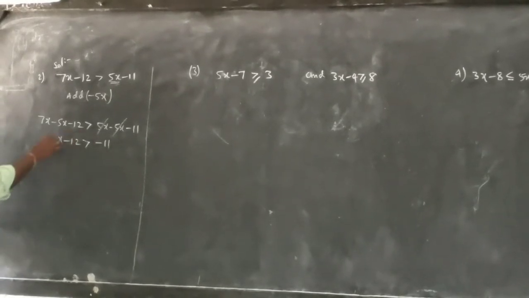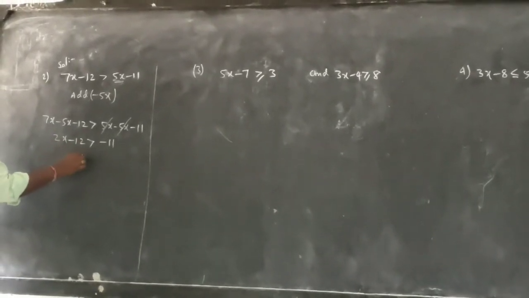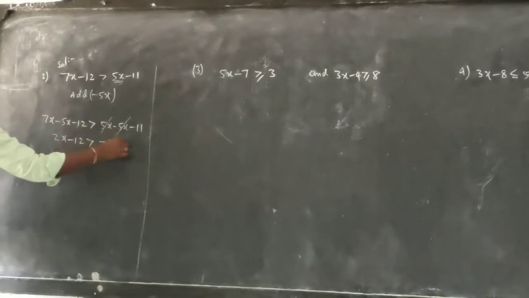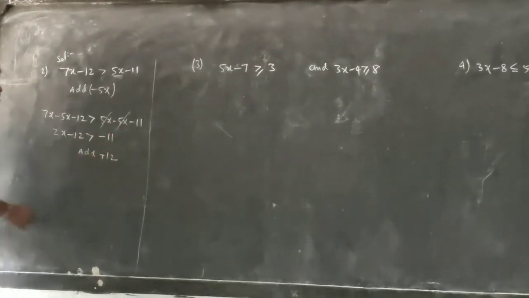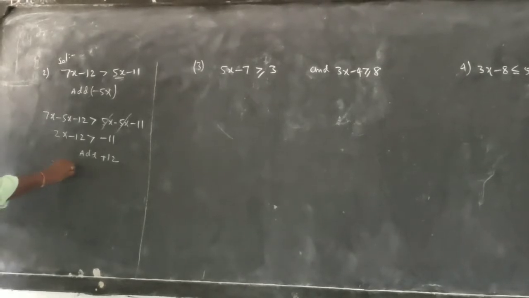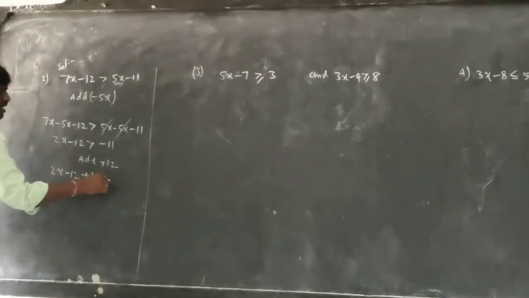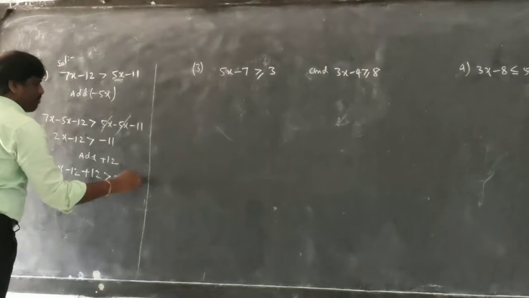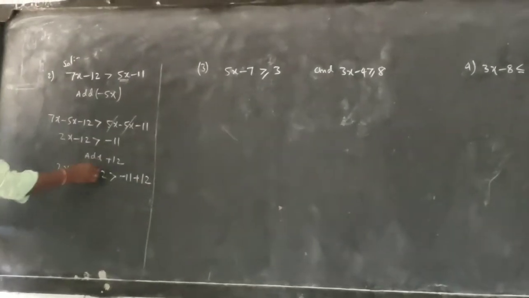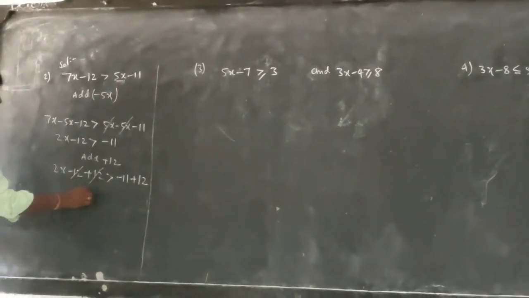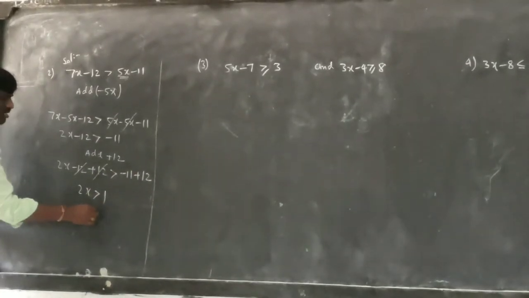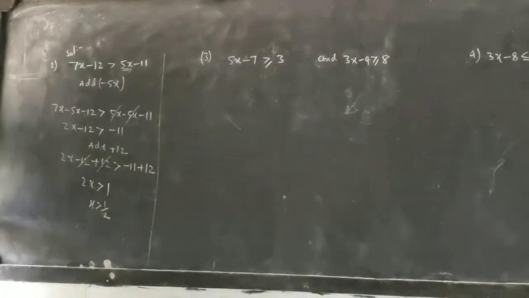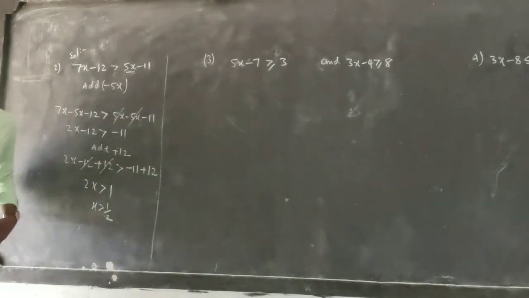Now you have minus 12. So add plus 12 on both sides. So 2x minus 12 plus 12 greater than minus 11 plus 12. This will be cancelled out. 2x is greater than 12 minus 11, that is 1. Then x is greater than half. This is the way to solve this question.